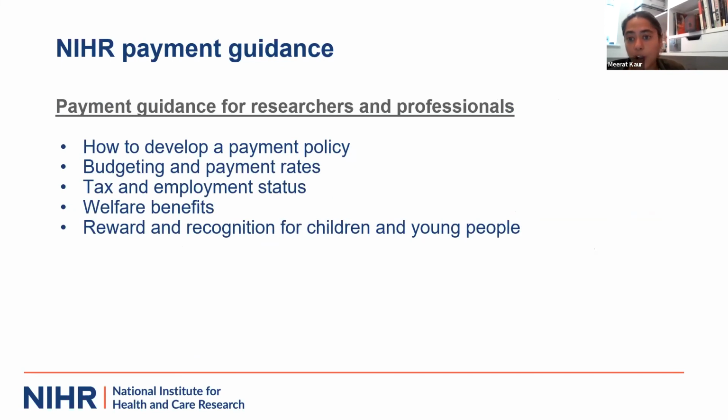So we have, to help you, lots of guidance out there, and this guidance is shaped for different audiences. So the payment guidance for researchers and professionals really goes through things such as how to set up a payment policy, issues around welfare that you need to be aware of, and how to, for example, reward and recognise children and young people. This is a new addition to this guidance, and that was because we realised that a lot of people weren't recognising and rewarding children and young people because they weren't sure of how to do so. So this is an additional aspect. Have a look at that guidance in your own time. Next slide, please.